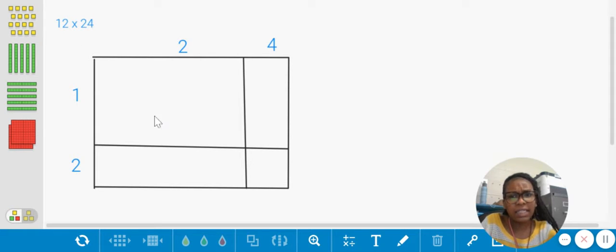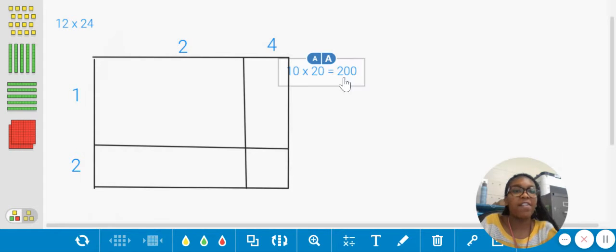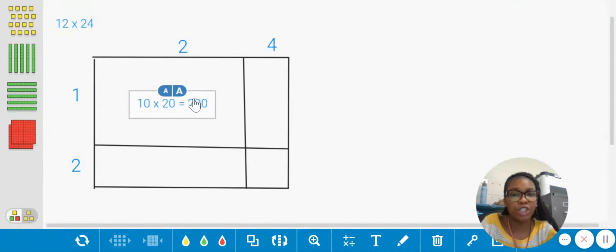All right, so let's look in this big box first and let's write the multiplication sentence and solve. If this 1 is worth a 10 and this 2 is worth a 20, then I have 10 times 20, which is going to give me 200. So 10 times 20 equals 200. And I have my first partial product. It's only a piece of my larger product.